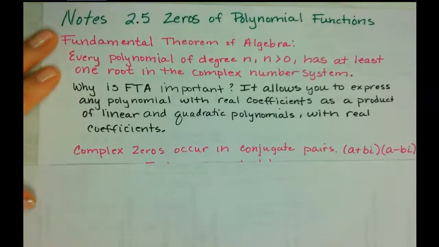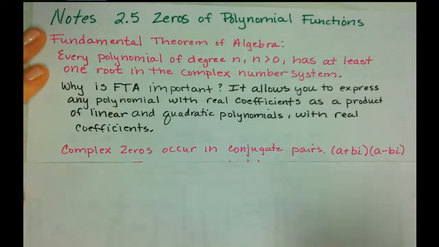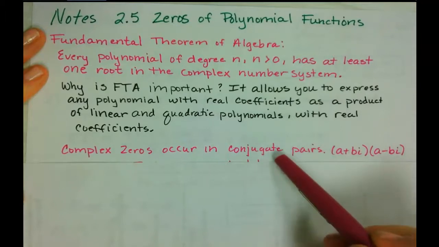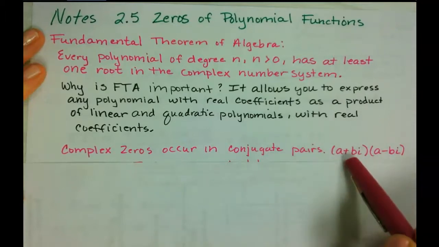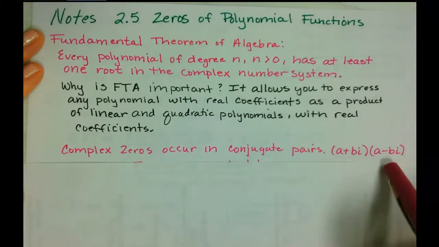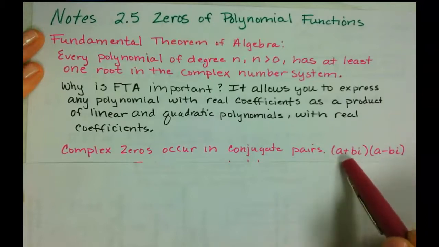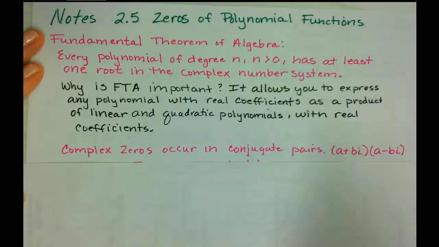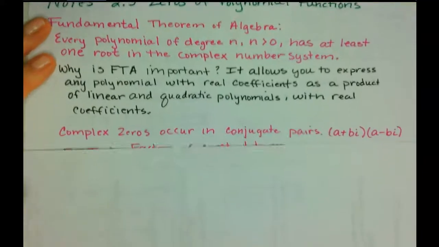We already talked one more time, I guess, complex zeros come in conjugate pairs. So if there's an a plus bi, there's an a minus bi. So if there's a 2 plus 3i, there's a 2 minus 3i. So just remember they always come in pairs.